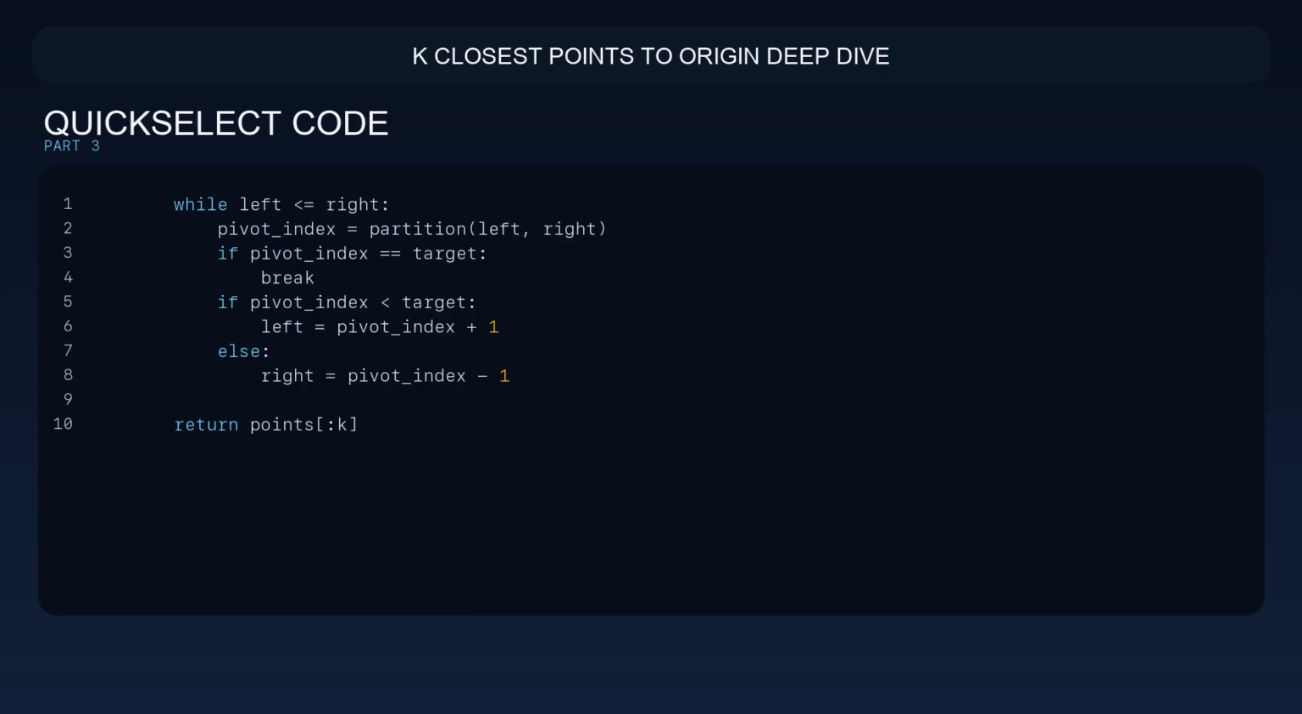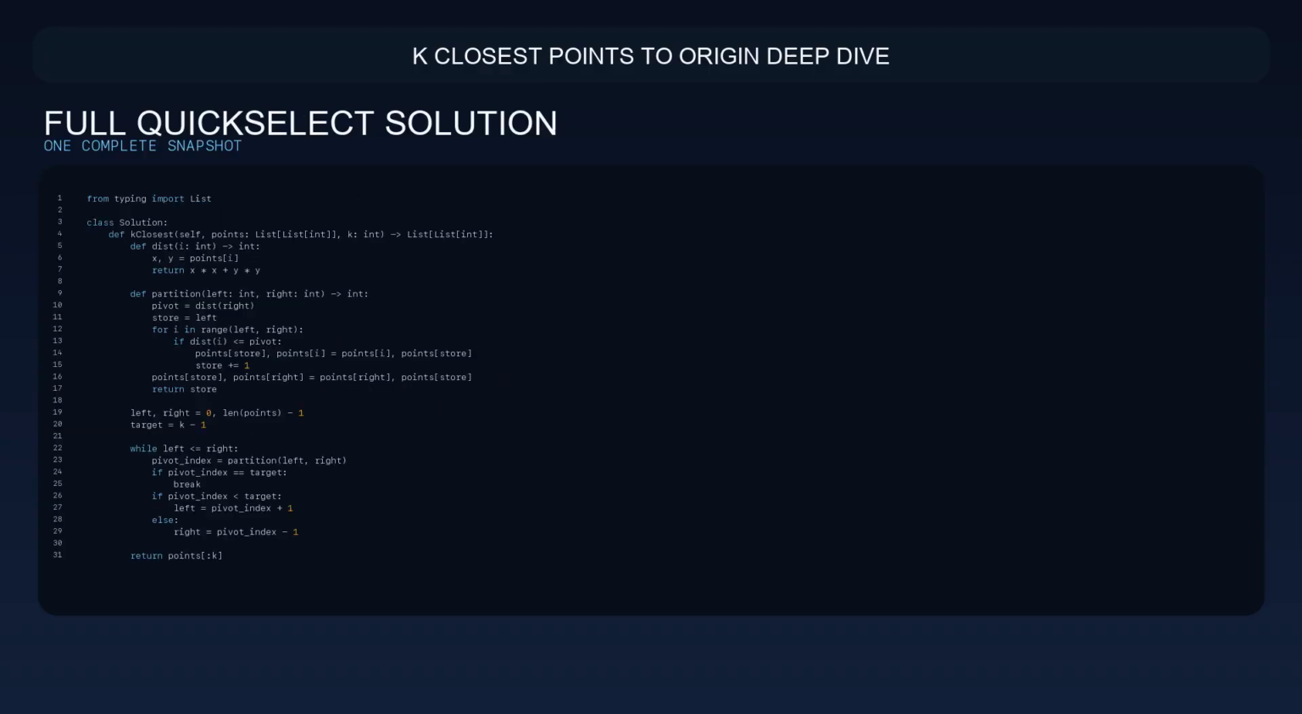Then quickselect keeps shrinking the search window. If the pivot is too far left, move right. If it is too far right, move left. Once the pivot lands at k-1, the first k points are the answer. And here's the full quickselect solution in one screen. This is the optimized follow-up answer when you want average O of n time, and you are comfortable explaining partitioning.